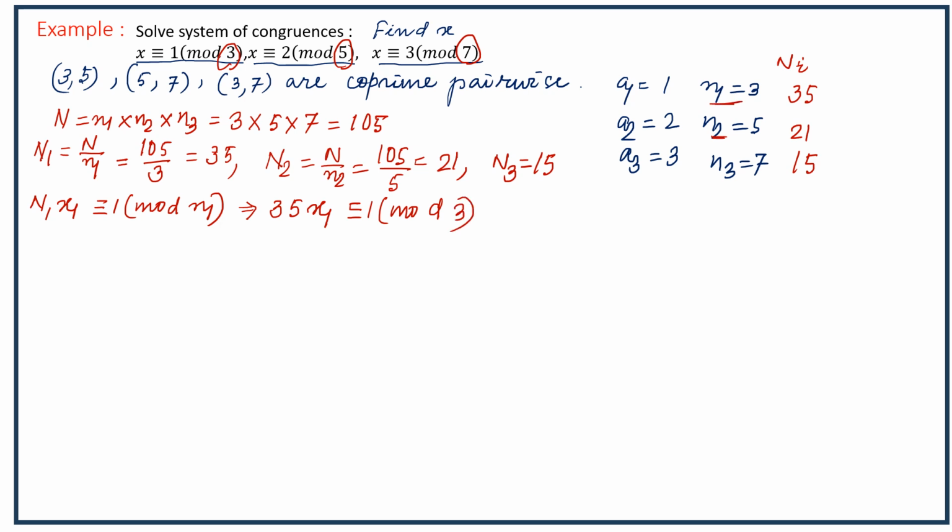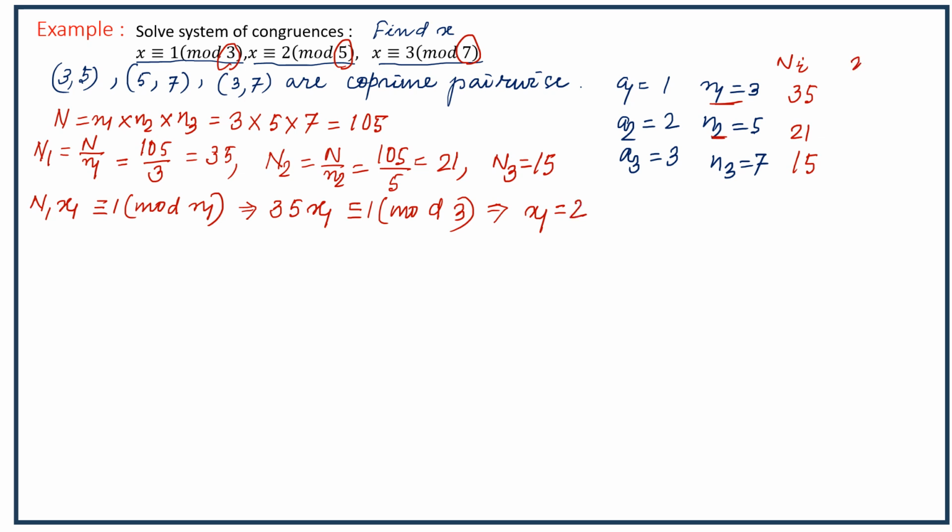So this step you have to find out. That means think critically. What does it mean? I have to think of what x1 should be so that its product with 35, when divided by 3, leaves remainder 1. x1 will be found by the trial method. 35 multiplied by 1 does not leave remainder 1 when divided by 3. But if I multiply 2, 35 two times is 70. So 70, when divided by 3, leaves remainder 1. So this implies that x1 is equal to 2.